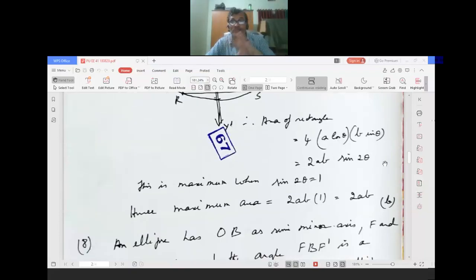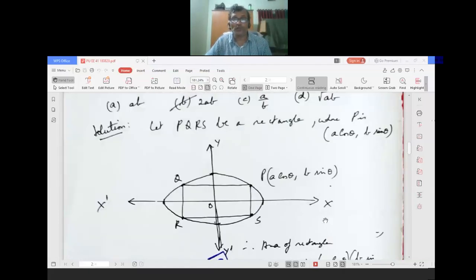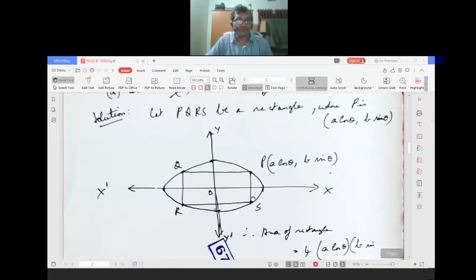Now this area will be maximum when sin 2 theta equals 1. So what happens? The maximum area is 2ab into 1, that is equal to 2ab. So it is nothing but the second option.